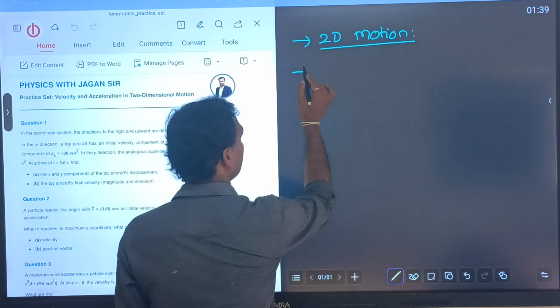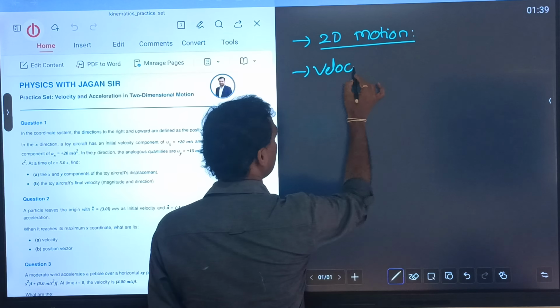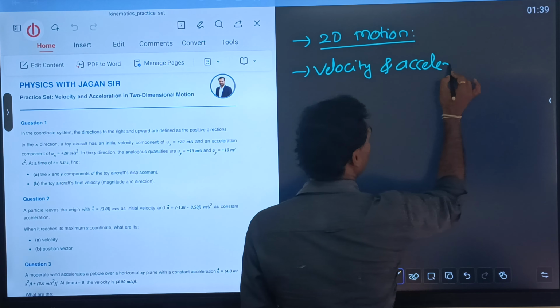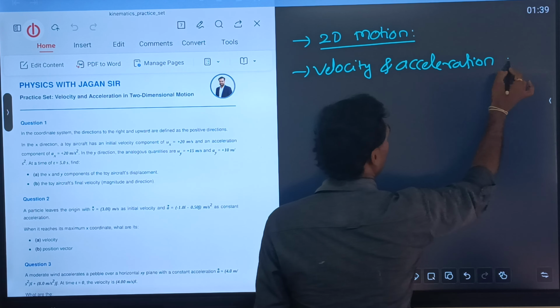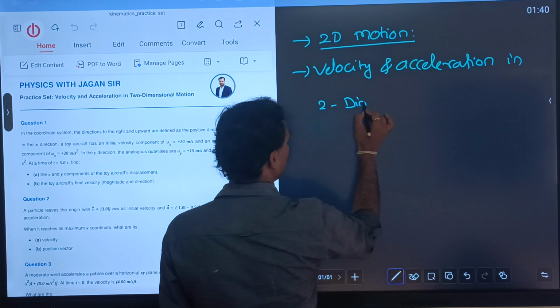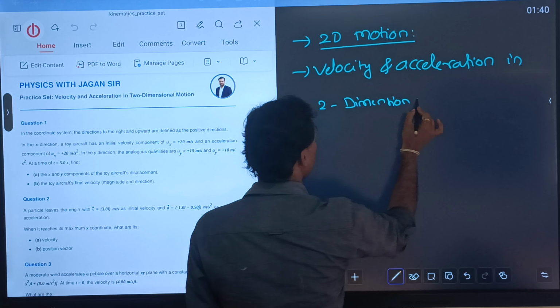The topic name is velocity and acceleration in two-dimensional motion.